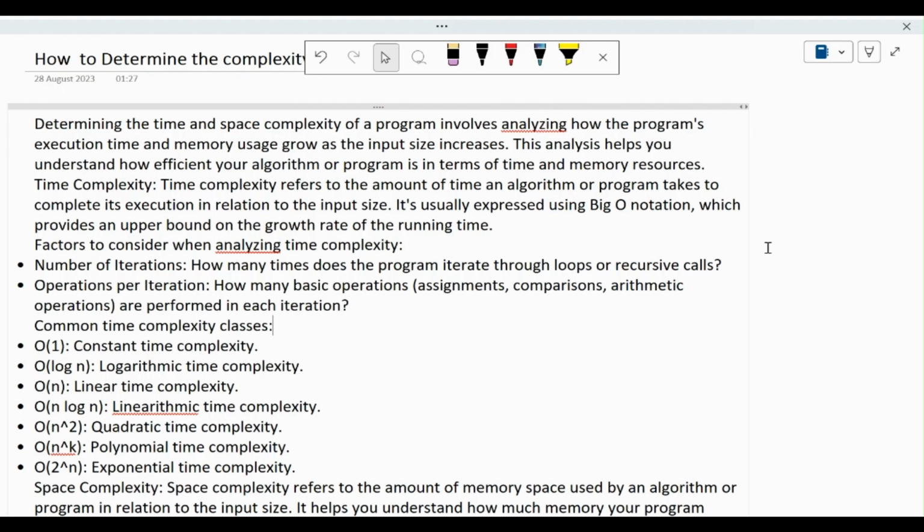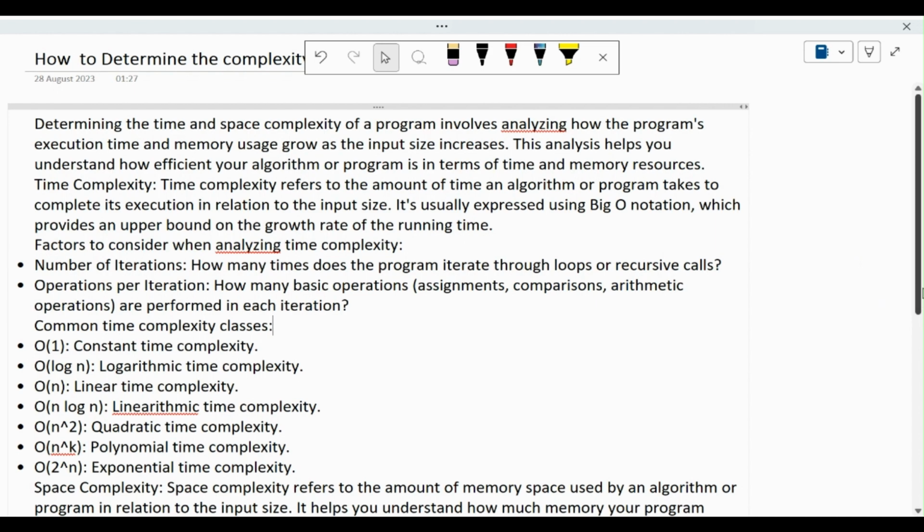These are the common time complexities we can see in our programs. We have O of 1, constant time complexity; O of log n, logarithmic time complexity; O of n, linear time complexity. O of n log n is linearithmic time complexity, and O of n raised to power 2 is quadratic time complexity. Similarly, n raised to k is polynomial time complexity and 2 raised to n is exponential time complexity. So these are the common time complexities we get in our programs.